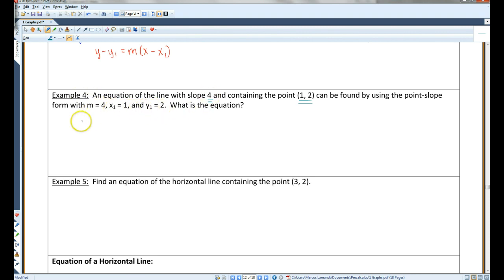What is the equation? Alright, so we've got y minus y1 equals m(x minus x1). And they gave us what all these equal. It would have been enough for them just to give us this information, but they were nice enough to give us the rest. So I have y minus y1, which in this case is 2, m times x minus x1, which in this case is 1. Voila.